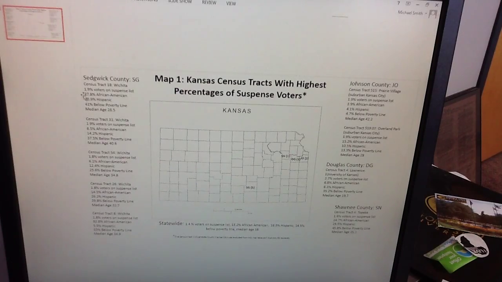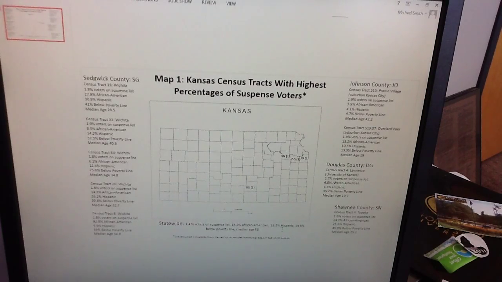Likewise, in terms of African American population, looking at the Wichita tracts, the statewide African American population is about 13.2% of population, but in these Wichita census tracts, with the most suspense voters, we have 27.8%, 8.5%, a little lower on that one, 6.1%, again lower. Another one's 14.3, just a hair below statewide averages, but look at this last one, Census Tract 8, 92.8% African American population.